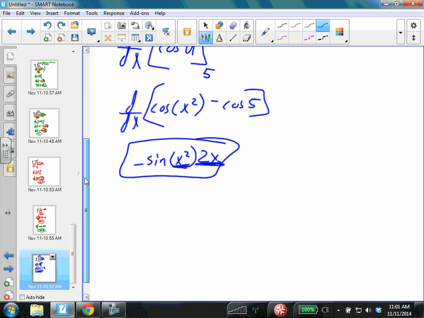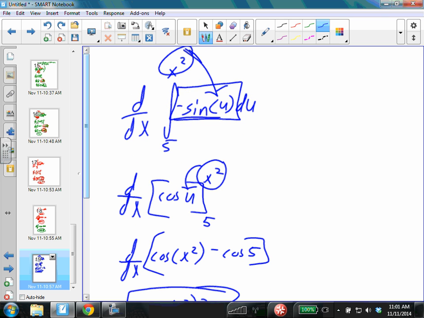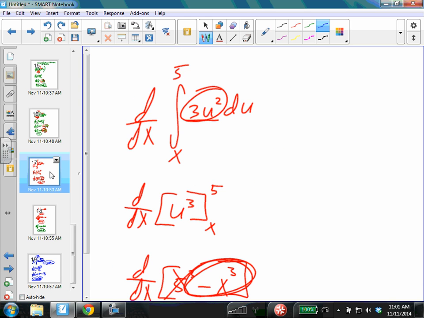So what actually happened is we plugged the x squared in, and then we had to do what? Multiply by the derivative of the x squared, which is 2x, because of the chain rule once it got plugged in there. Okay? Did we do that in these problems? Where did these go? Of course we did it in those other problems.